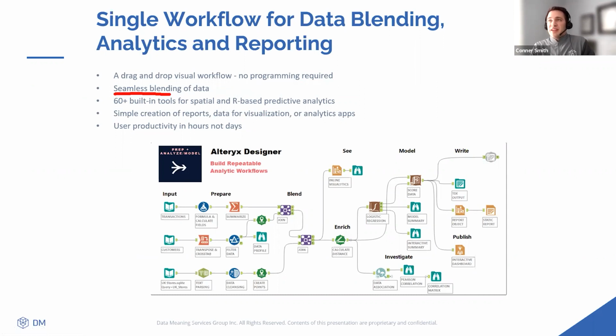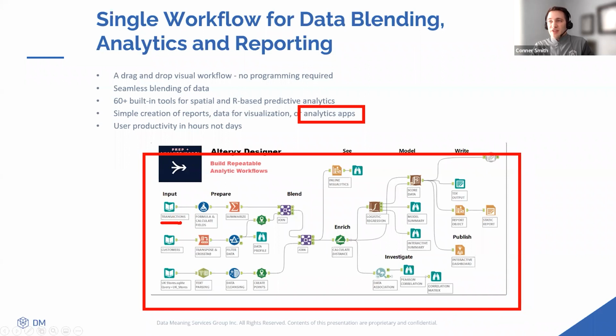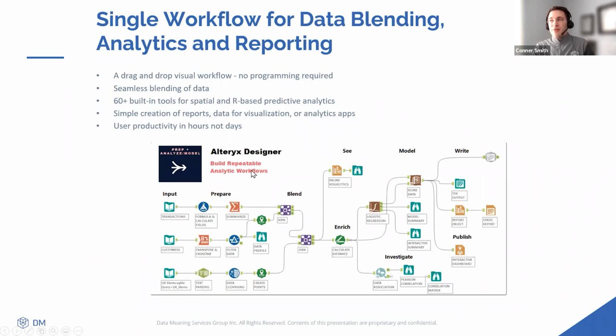So it allows for seamless blending of data. We see that down here, how easy it is to blend data together. There are 60-plus built-in spatial and R tools. This is a spatial tool here, and here's an R-based tool listed there. It allows for simple creation of reports, data visualization, as well as analytical apps. I'll refer to analytical apps as just the workflow process that we have here, but instead of running this every single time with the same input files, you can allow your users to come in and replace these input files dynamically. So it's just taking your workflow and adding parameters to it. Once you've done that, it's now referred to as an analytical app. This whole setup of being able to drag and drop and build this tool out as quickly as you can in Alteryx takes your productivity from days down into hours.